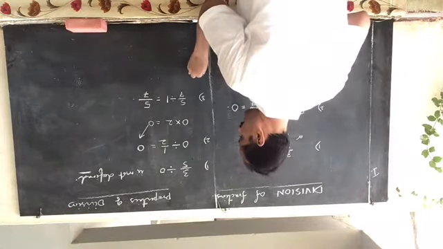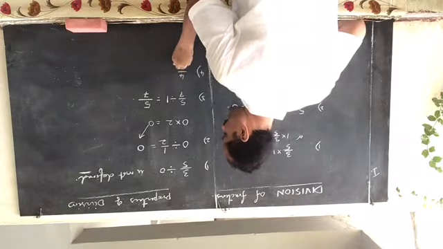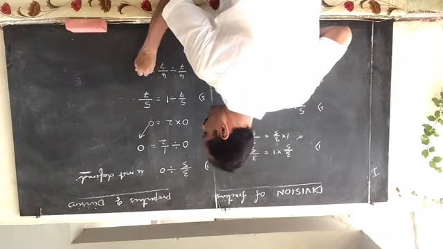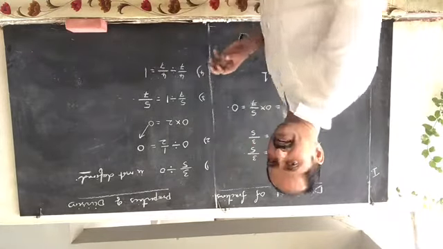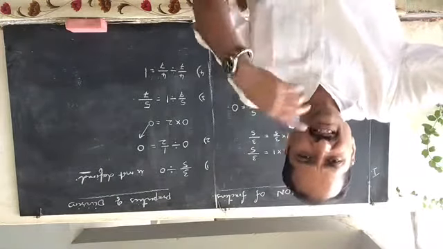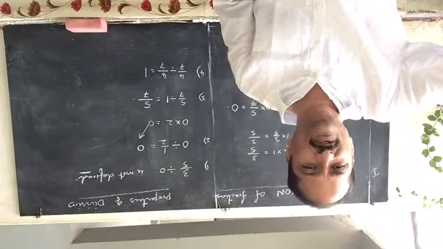And the fourth one is dividing a fraction by itself. 4 by 7 divided by 4 by 7. The quotient becomes 1. If you are dividing a fraction by itself, a whole number by itself, a decimal by itself, the quotient is 1. This is the fourth property.